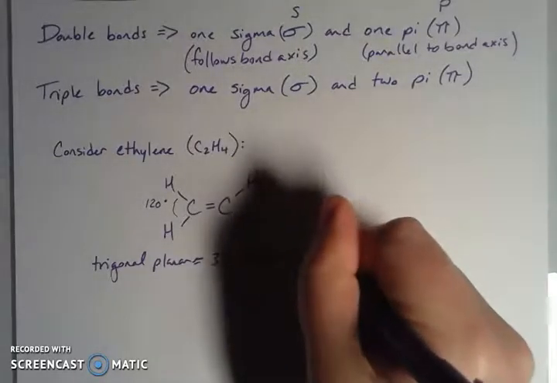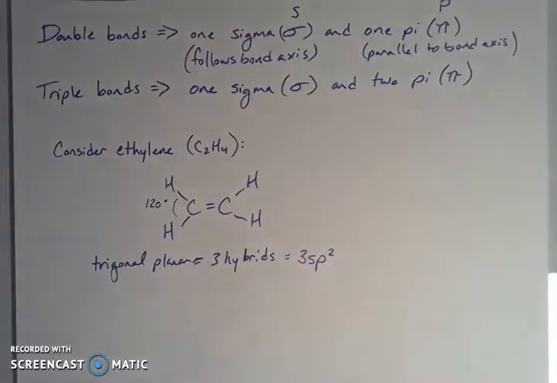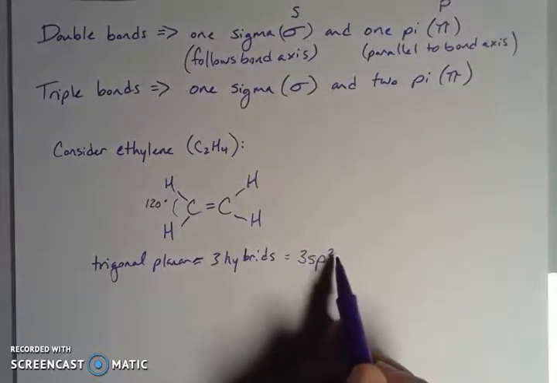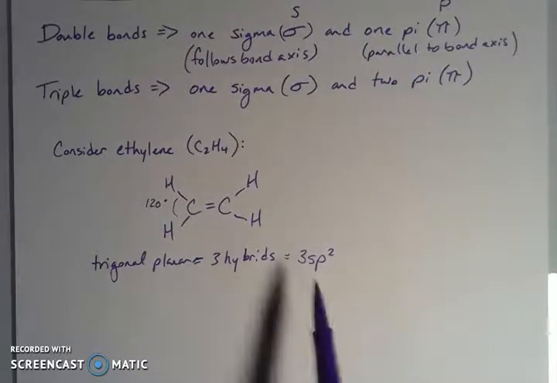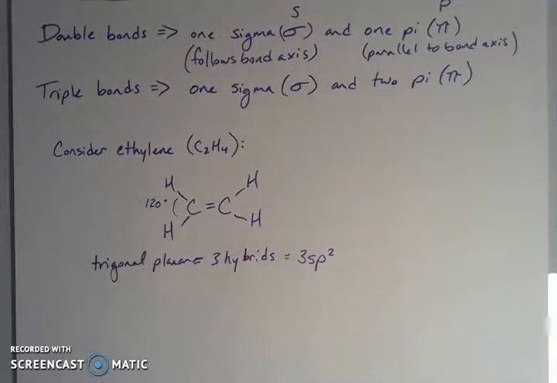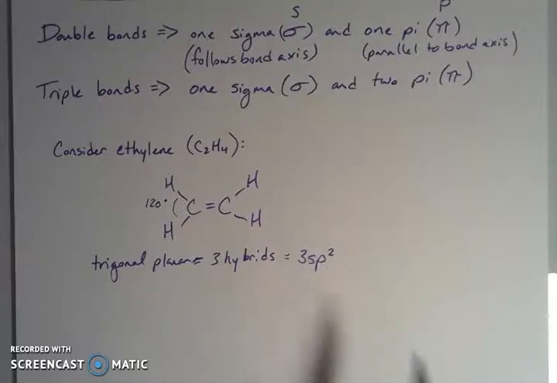So that means that I have three sp2 hybrids. That s and two p's give me the three orbitals that I've hybridized together, and the three of them around the central atom are going to create that trigonal planar geometry. When I look at that hybrid, I say, well, I've used two of the p's and an s, and I've kind of smashed them all together, and they end up with this small lobe, big lobe thing.